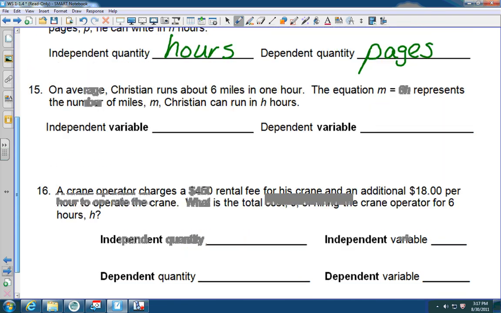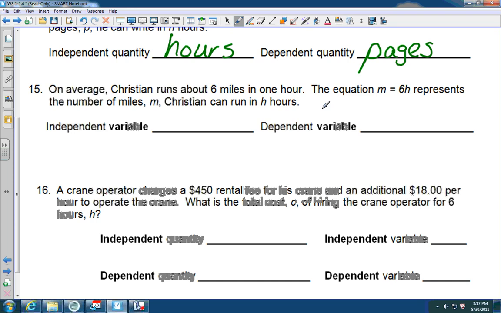On average, Christian runs about 6 miles in 1 hour. So here it is. M equals 6H. It represents the number of miles Christian can run after H hours. They want to know the independent variable. Variable, first off, independent, is it the hours or the miles? Hours will be the independent, but it wants the variable, so just write the H. Dependent variable is M, and you just write the M.